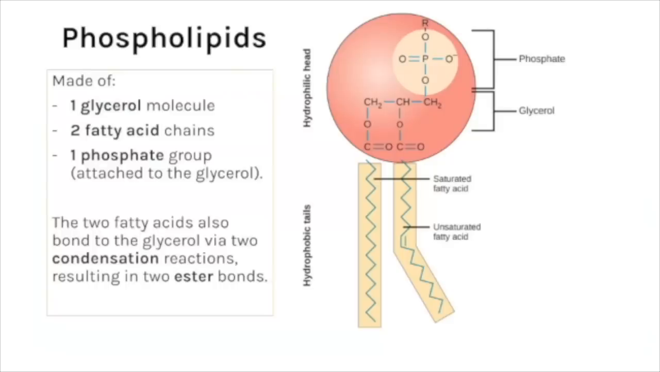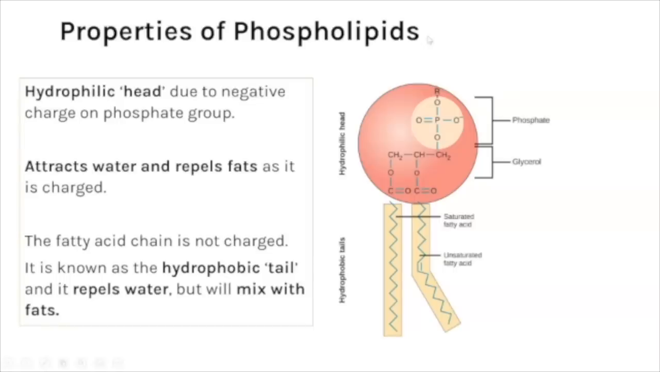Next then, the phospholipids. So we've already talked through the difference in the structure. It's still made by condensation reactions, but it would only be 2 condensation reactions because there's only 2 fatty acid chains. Still an ester bond, but we'd only have 2 ester bonds. And we can see up here, that is where the phosphate group attaches to the glycerol.